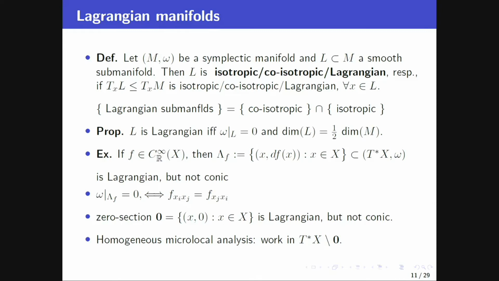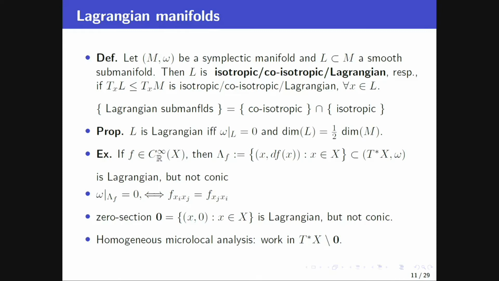If we have a C infinity function f, let's look at the graph of df. This is a Lagrangian. It's not conic, because t is not here. We don't have the ray here. But why is this a Lagrangian? So look at the symplectic form, dxc wedge dx. This is our xc equals df. We have to look at dxc.